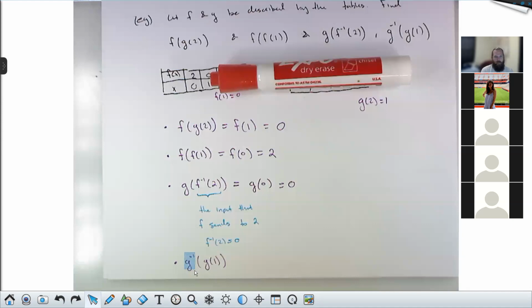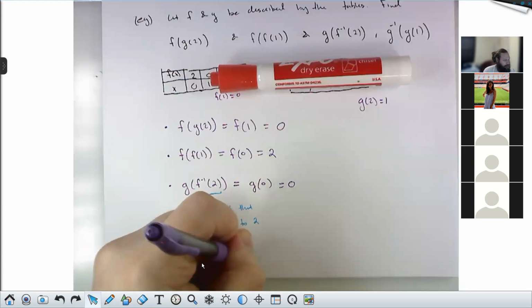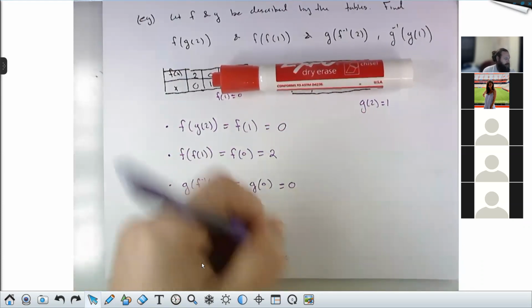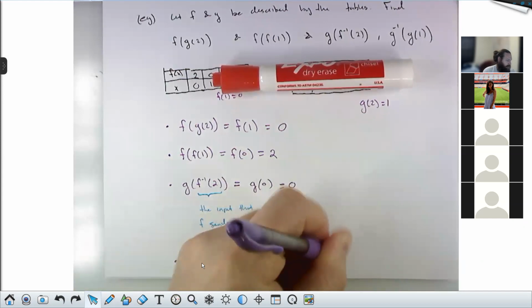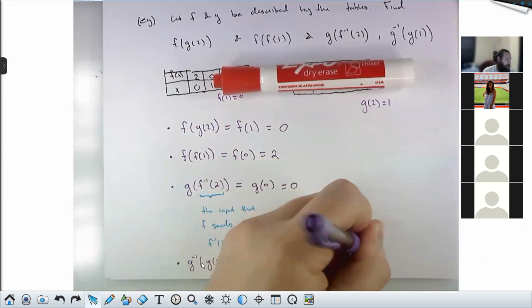Think of the machine diagrams. Remember, the machine diagram for g inverse is the same as the machine diagram for g, just running backwards. So I'm going to take this number 1, I'm going to do some stuff to it, and then I'm going to undo that. So I should get back 1. Because in general, g inverse of g of anything will always just be that thing.